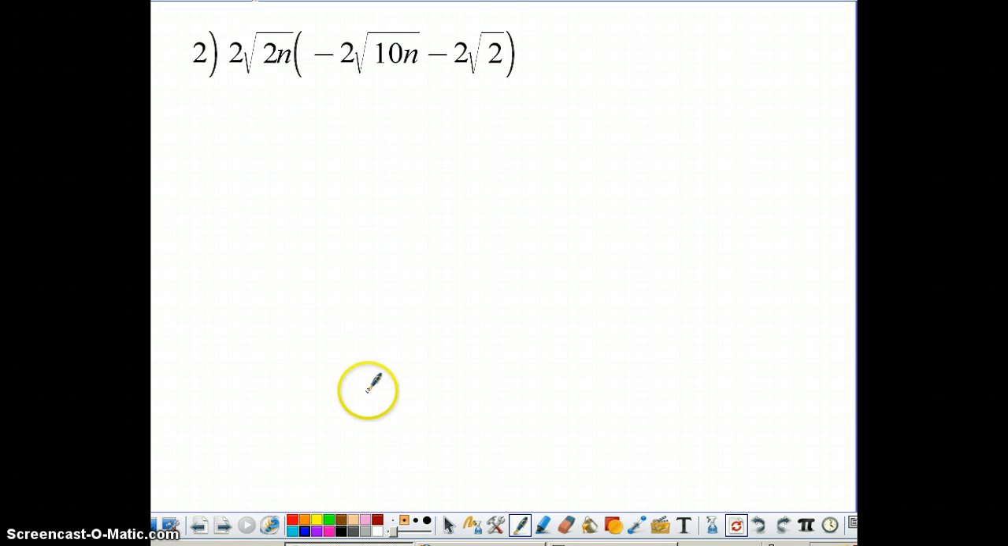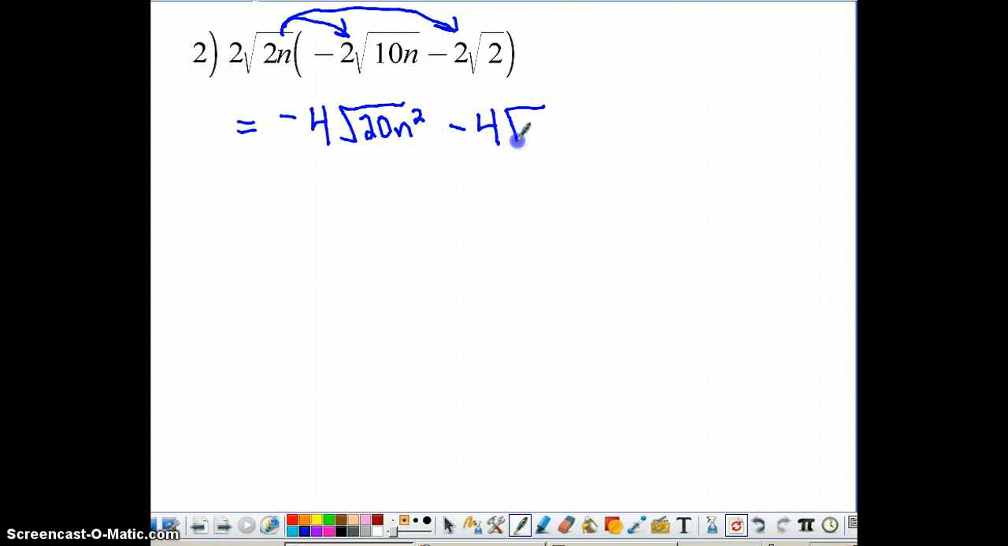All right. Let's take a look at another one here. Let's go ahead and multiply the 2 root 2n times the quantity negative 2 root 10n minus 2 root 2. Alright, so when we multiply, we're going to multiply the coefficients. So that's negative 4. And multiply the radicands, which is 20n squared. And then we have minus 4 root 4n.